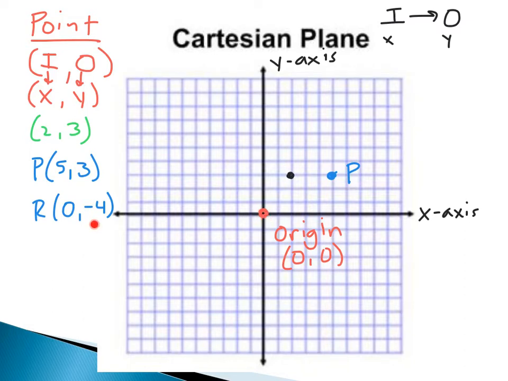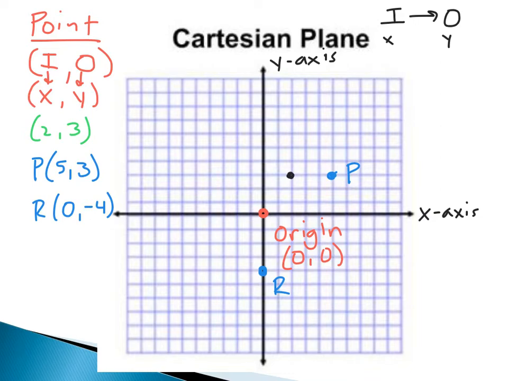But now I move negative 4. Notice the last 2 examples I gave you had positive numbers, and 3 represented moving up 3. So if you think about it, what does negative mean? Negative means you're going to move not up, but down 4. So point R is going to be at this location right here. That would be point R, which is at (0, negative 4).